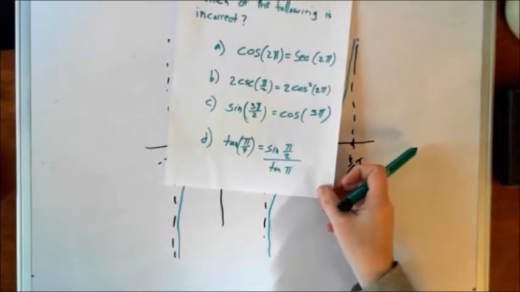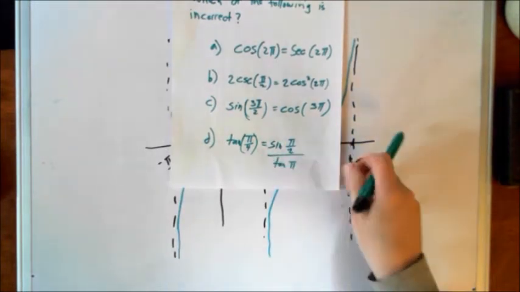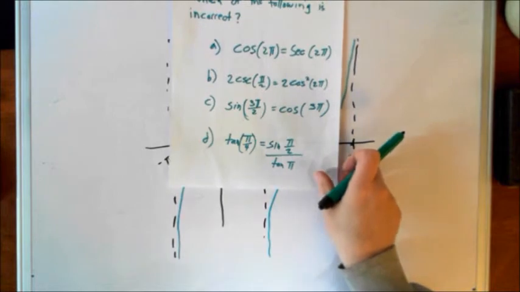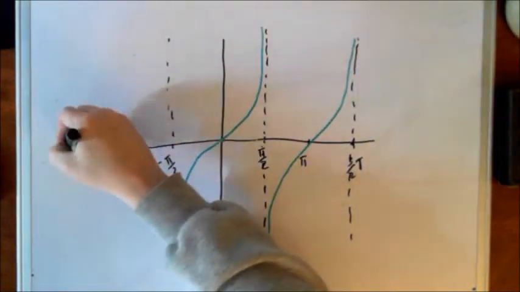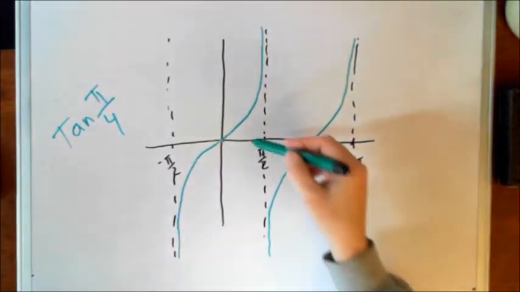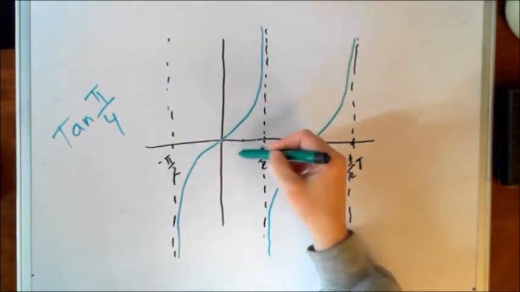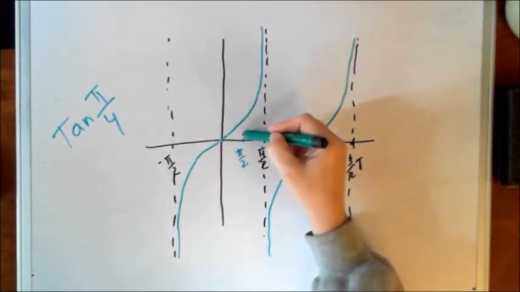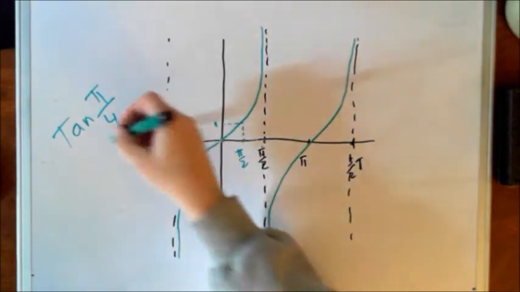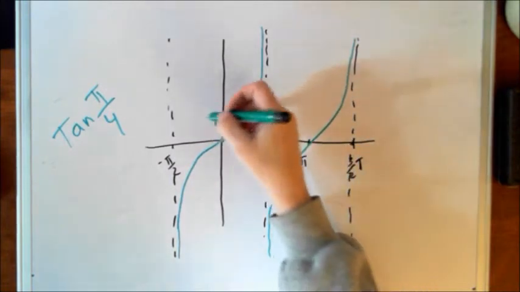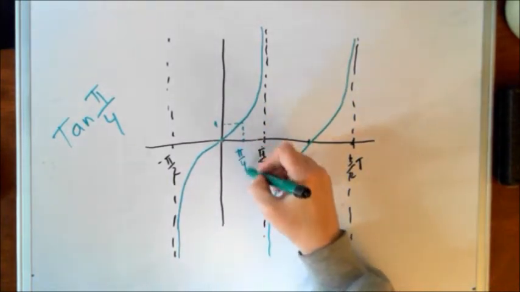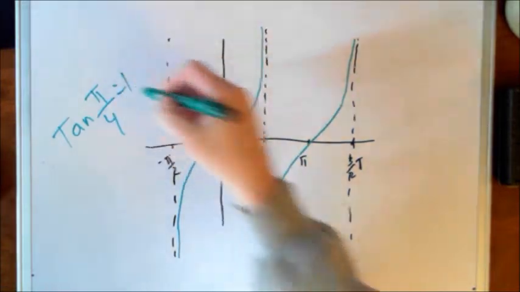So I think in this example, we were asked to evaluate tangent of pi over 4 and the tangent of pi. So let's look at that. What is the tangent of pi over 4? Well, where's quarter pi? If this is half pi, then quarter pi is right here. That being positive 1. So tangent of quarter pi is equal to 1.